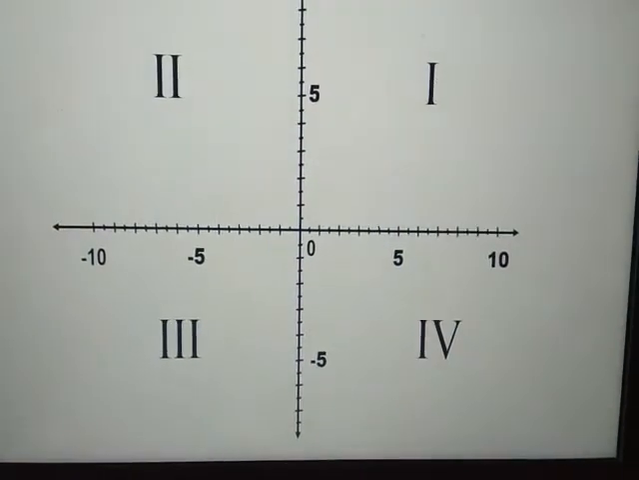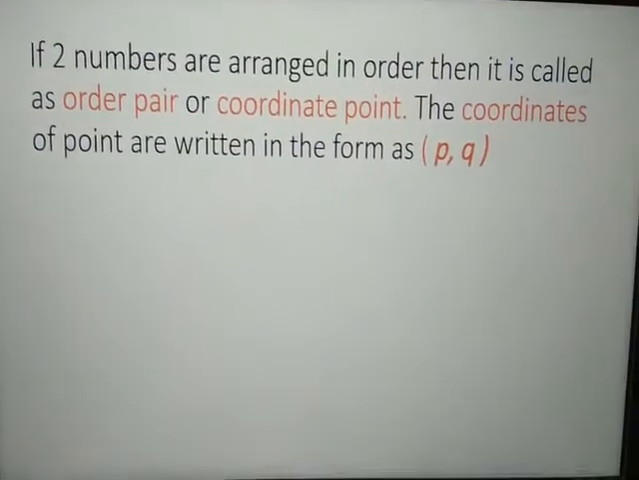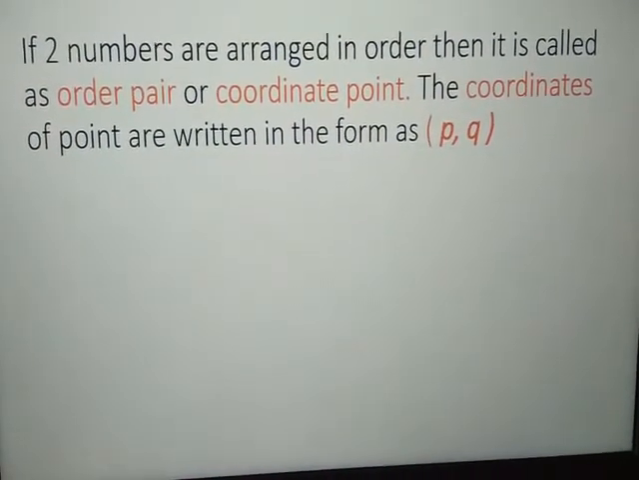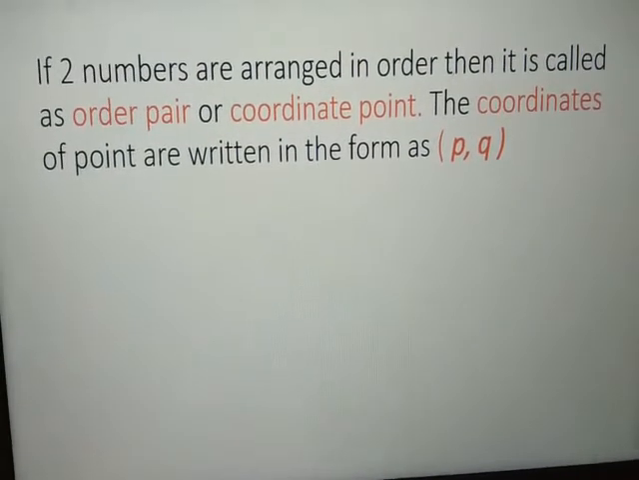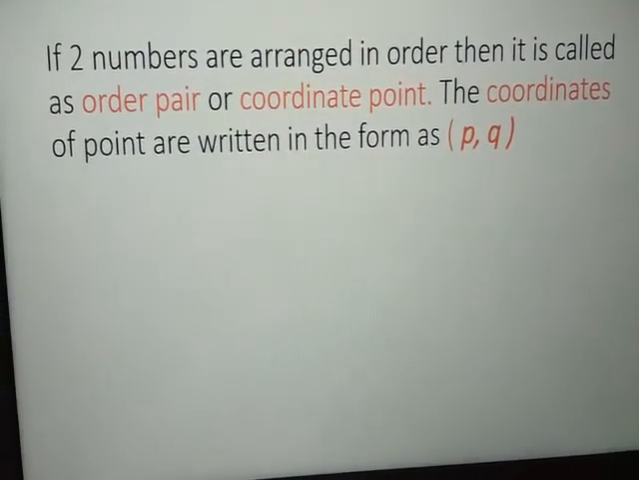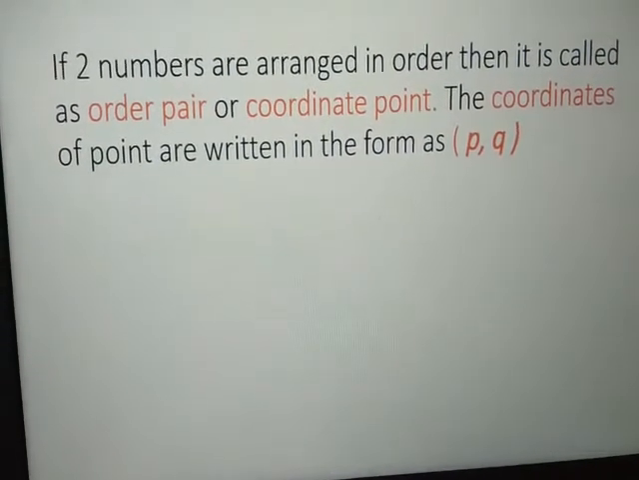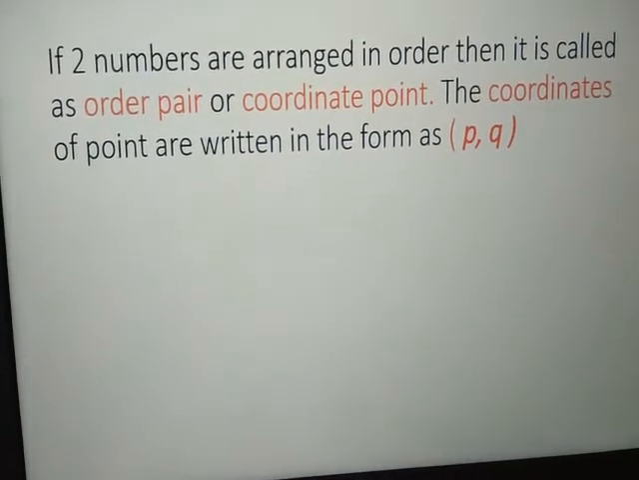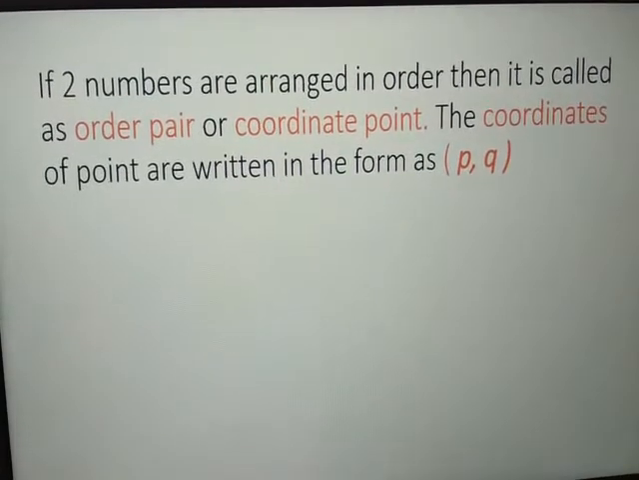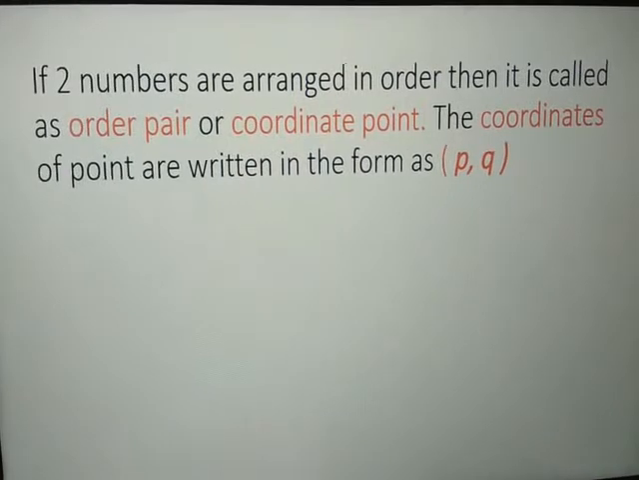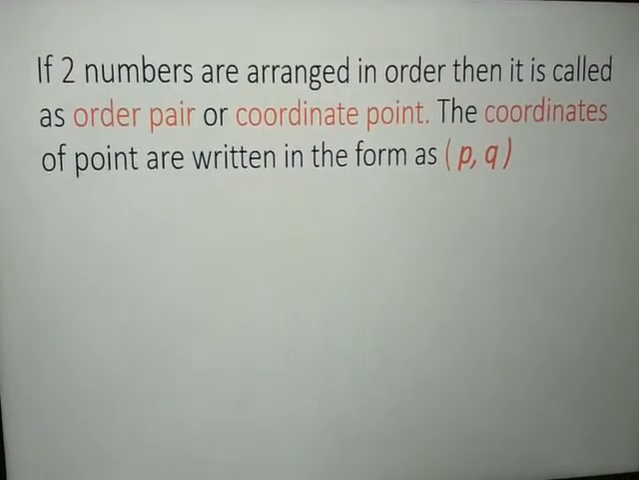After knowing the quadrants, let's go to the next, the ordered pairs. We are talking about x points and y points. These 2 points together written are said to be an ordered pair. Arranged in order, then it is called an ordered pair. In other words, this ordered pair is called a coordinate point. Generally, we write this in the form of parentheses (p, q).